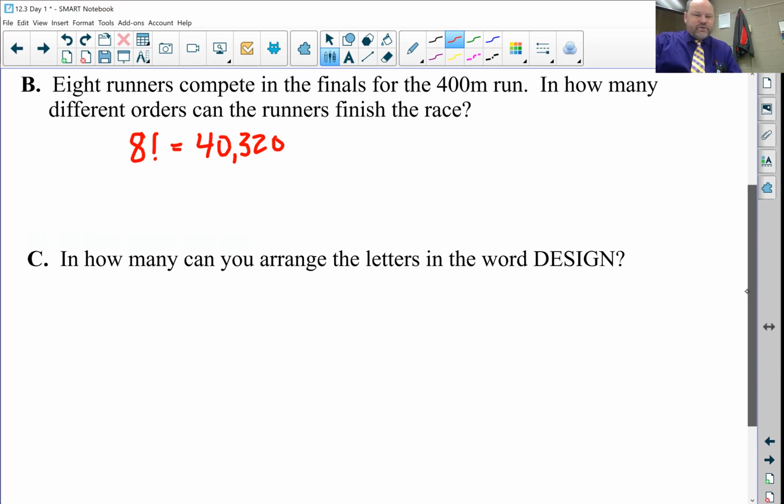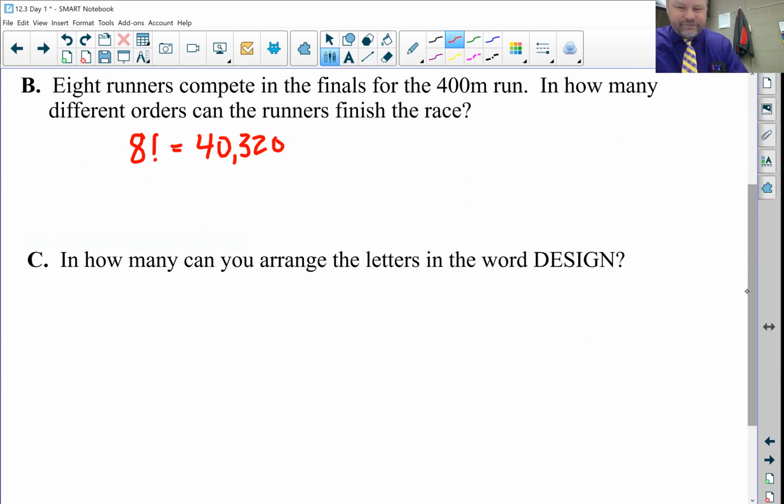In how many ways can you arrange the letters in the word design? And I guess maybe, how many unique 6-letter combinations can you make? So it's 6 letters. We're going to use all 6. Yep, excellent. To get 720 possible different arrangements.